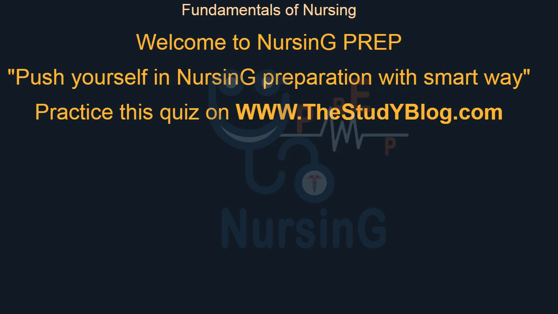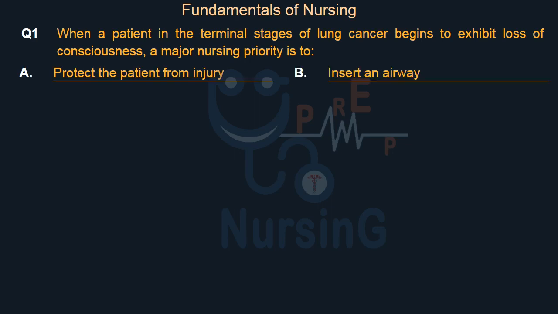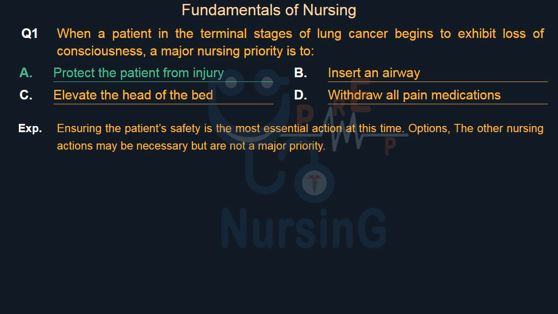www.thestudyblog.com. Fundamentals of nursing. When a patient in the terminal stages of lung cancer begins to exhibit loss of consciousness, a major nursing priority is to: Option A. Protect the patient from injury. Option B. Insert an airway. Option C. Elevate the head of the bed. Option D. Withdraw all pain medications. Right answer is Option A. Protect the patient from injury. Ensuring the patient's safety is the most essential action at this time. The other nursing actions may be necessary but are not a major priority.